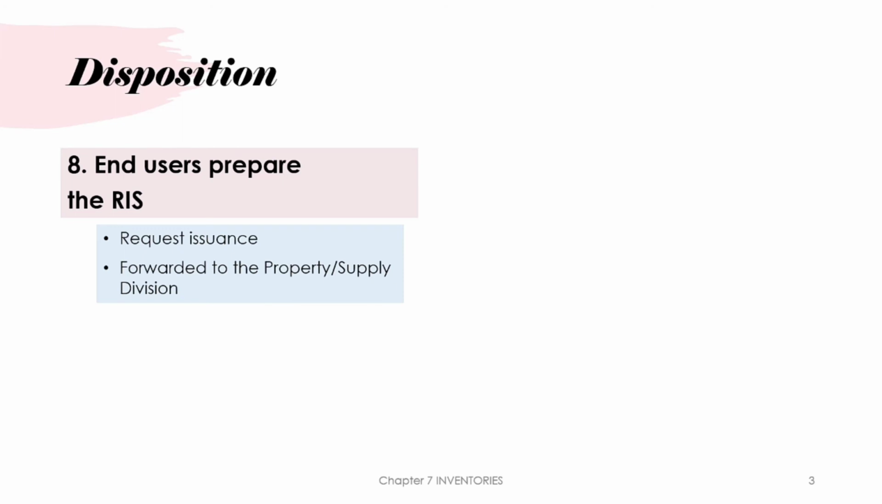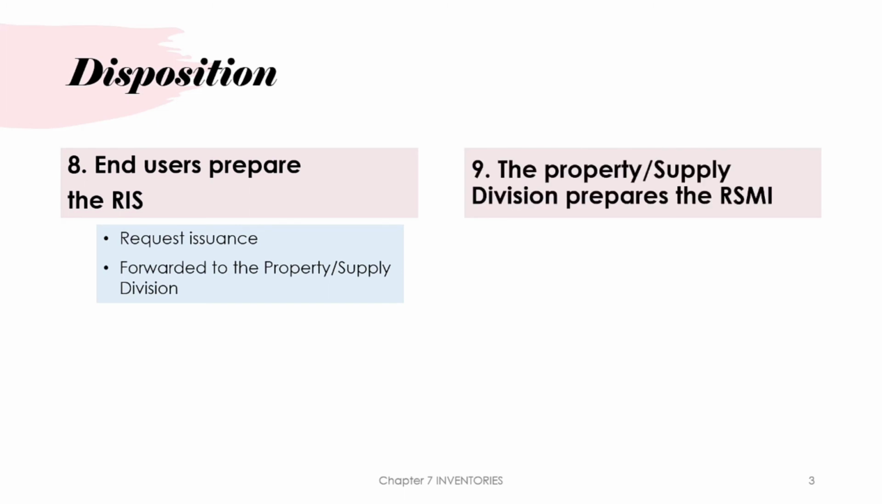After the RIS is prepared by the end users, the head shall approve the RIS, and then the approved RIS shall likewise be forwarded to the property or supply division. So the property or supply division prepares what we call the report of supplies and materials issued, or RSMI. The RSMI is actually a form prepared by the supply and/or property division to report or summarize all issues of inventories by stock number during the day.